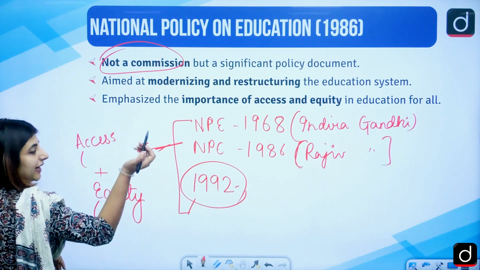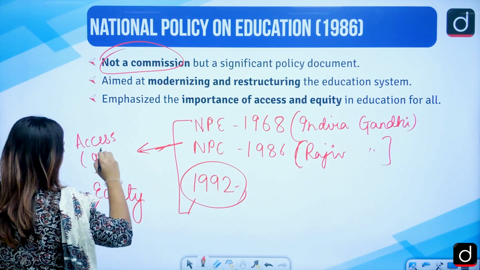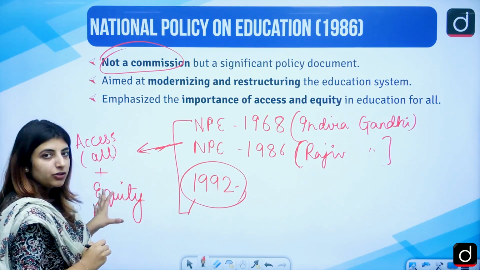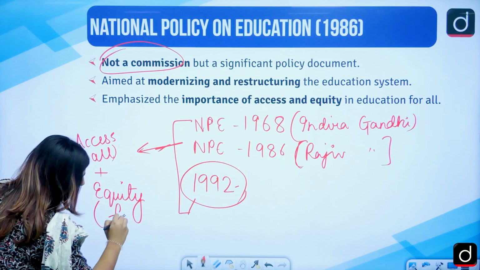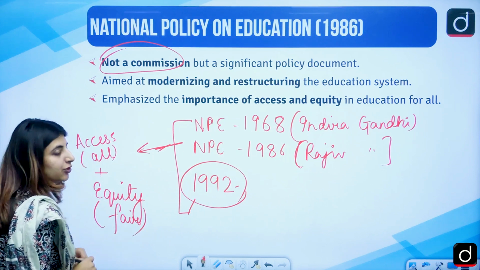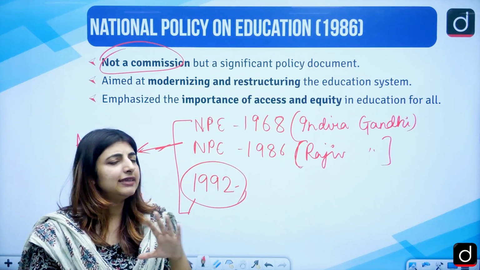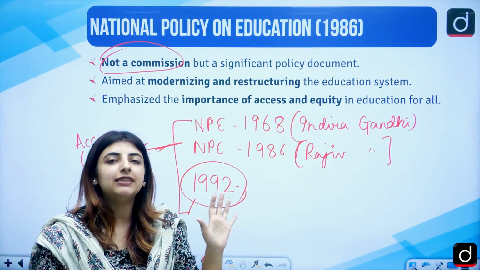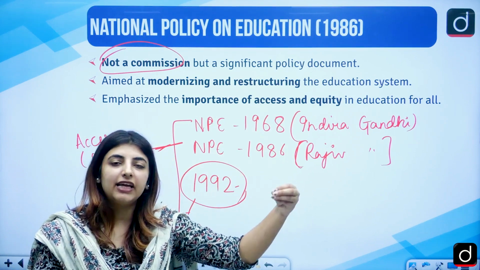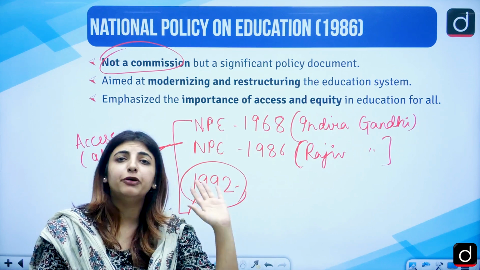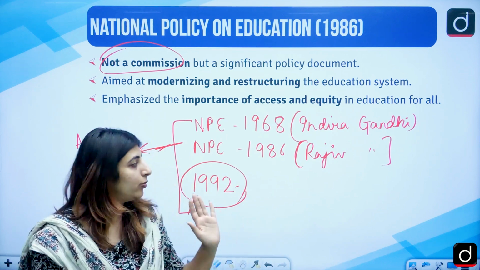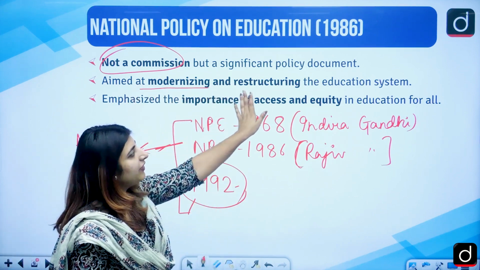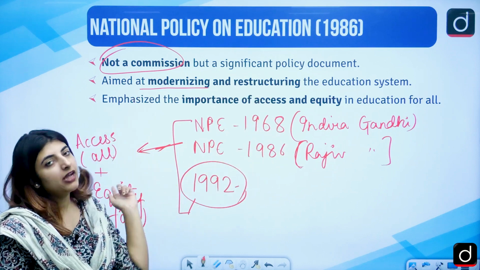Access means that every person should have the equal chance. All should be having the equal. Equity means fair chance, which means that no discrimination should be based on caste, creed, sex, gender, but every person in India should be getting education. Modernizing and restructuring the education system, right?